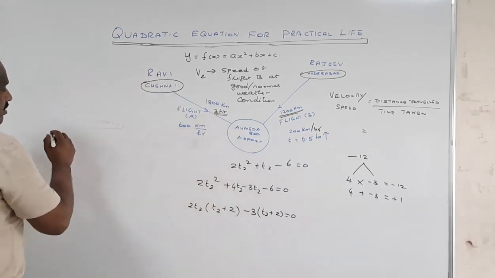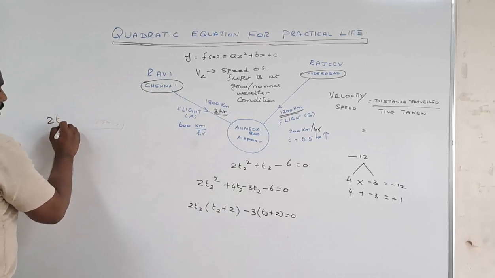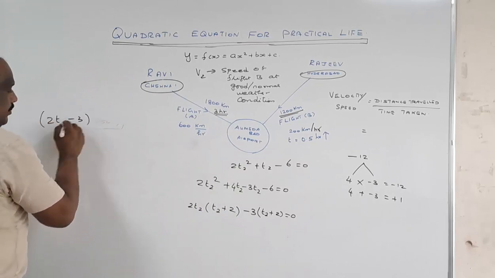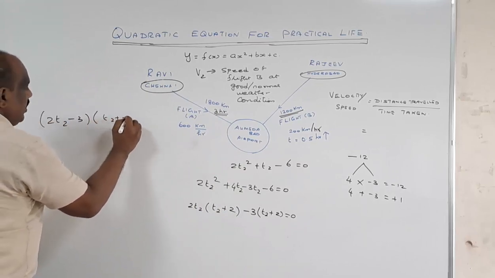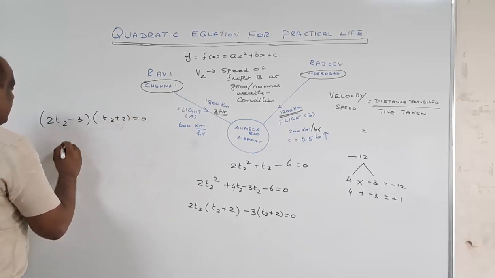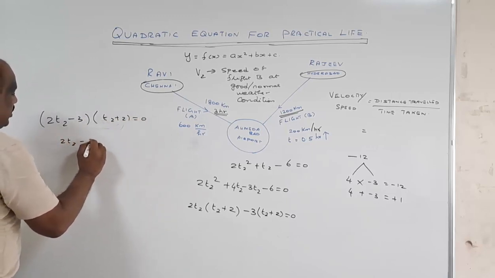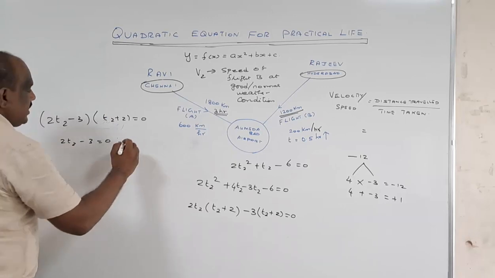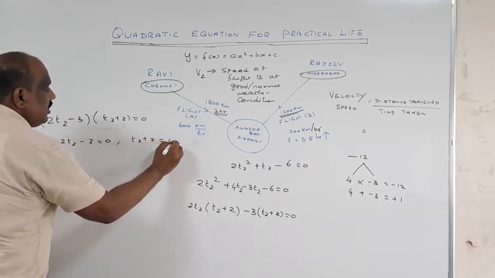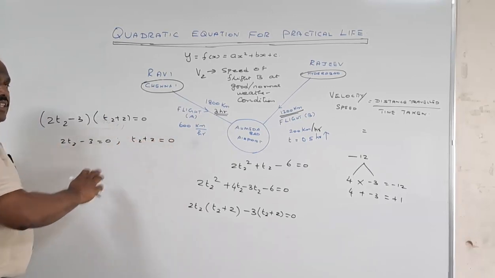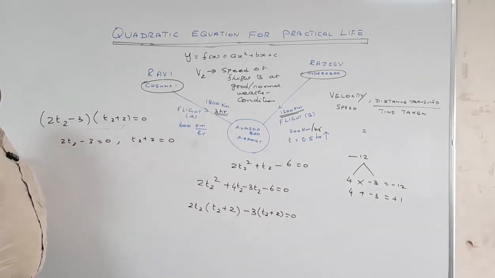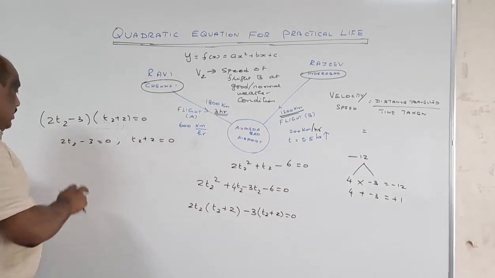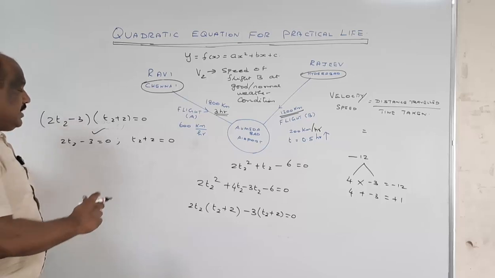So from this, what is the final answer? 2T2 minus 3 into T2 plus 2 equals 0, which means 2T2 minus 3 equals 0. This is one condition. The other condition is T2 plus 2 equals 0. In these two conditions, which is violated? Which is not acceptable? This is acceptable. This is not acceptable.